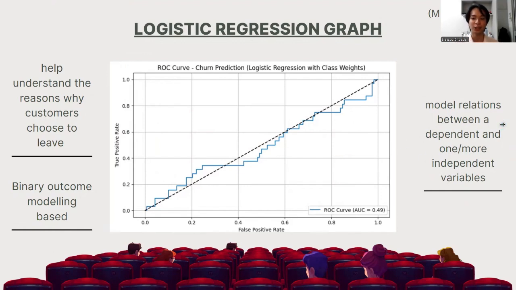The blue line is the ROC curve of your model, while the dashed diagonal line represents random guessing, which is a model with no predictive power. An ideal model would perform above this line.